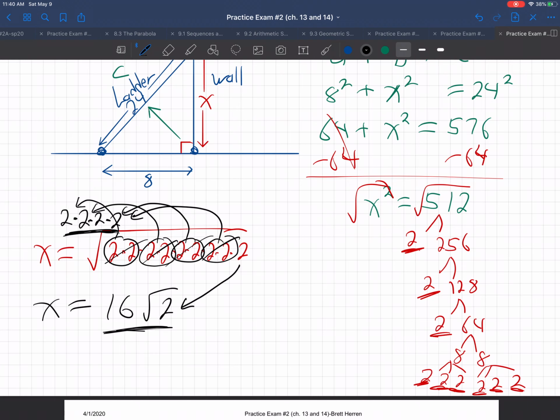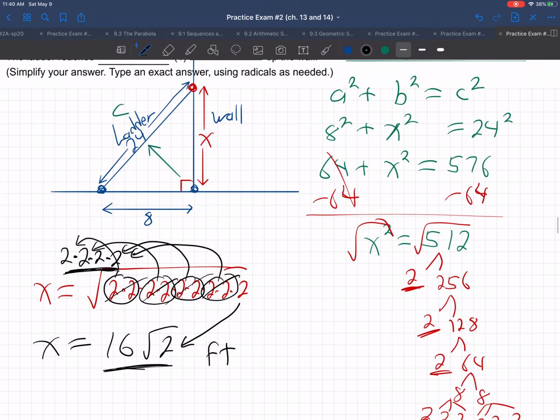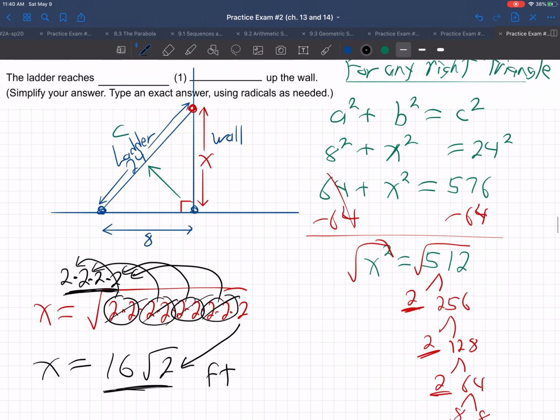16 square root of 2, and the units, what are the units on that? It's feet, because it's just length. And so that's 16 square root of 2 feet up the wall. That's how tall, that's what x is. 16 square root of 2 feet. That's how far up the wall the ladder's going to hit if it's a 24-foot ladder and the base is 8 feet from the wall.